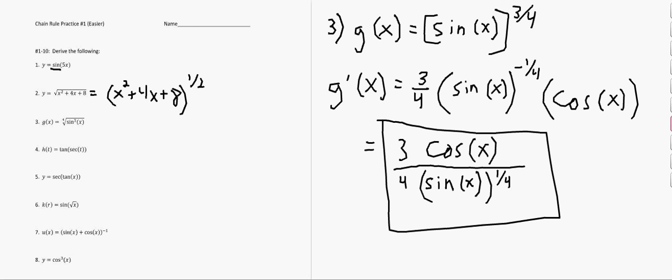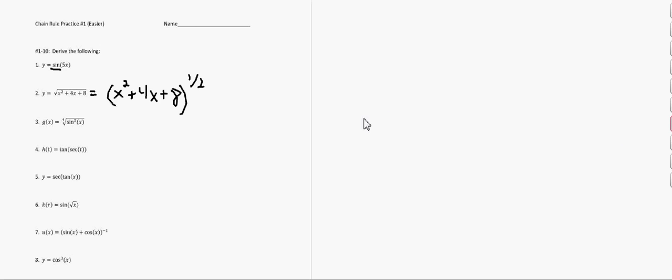Okay. Let's get rid of all this junk. Goodbye, junk. Okay. Number 4 is tangent of secant.